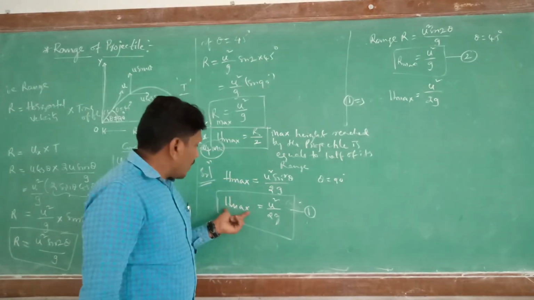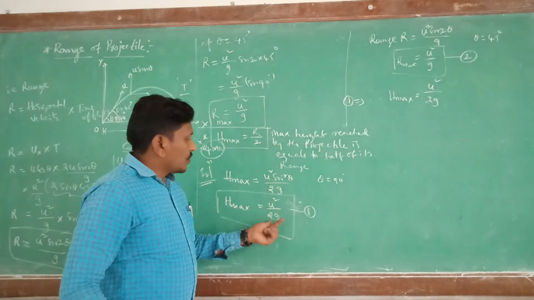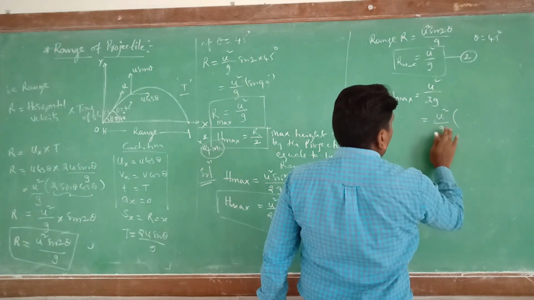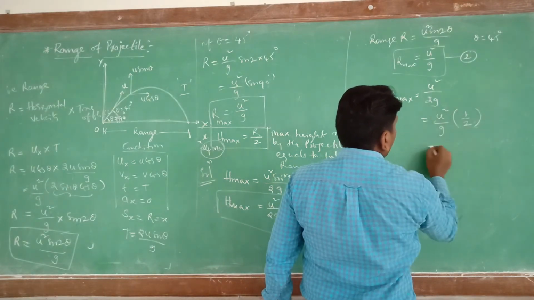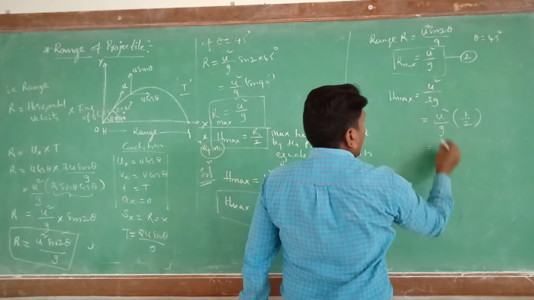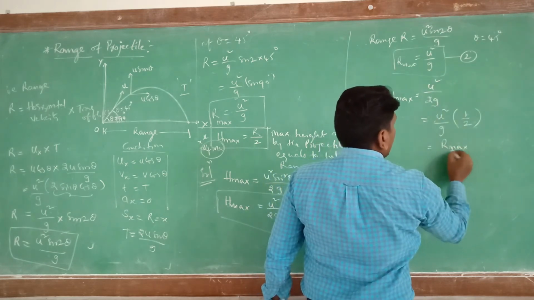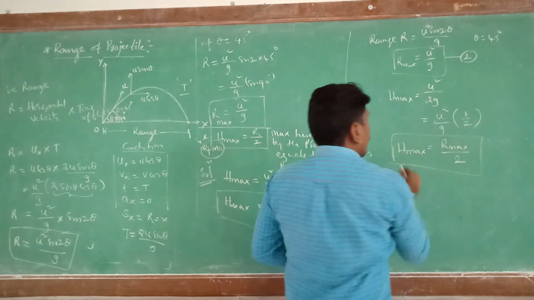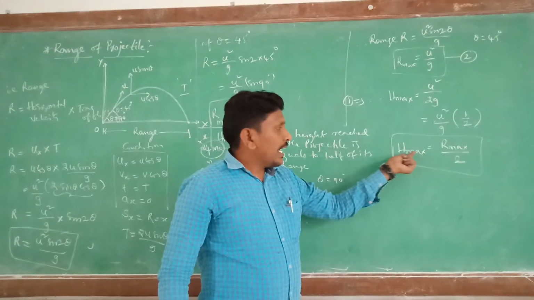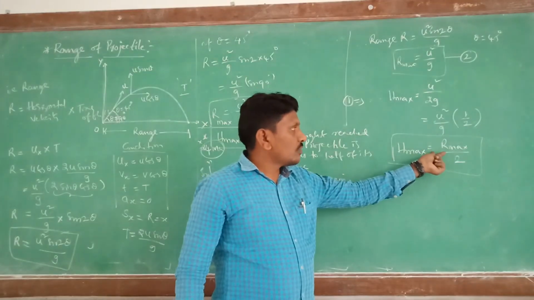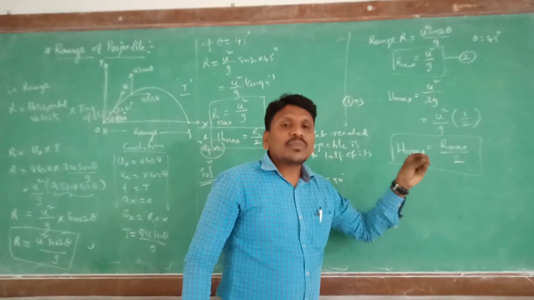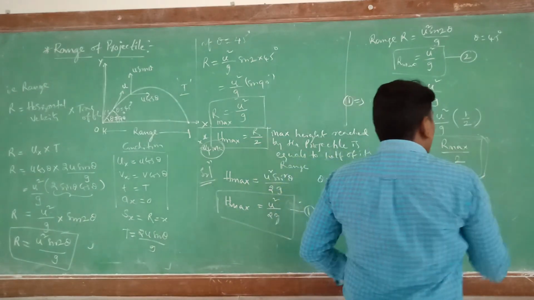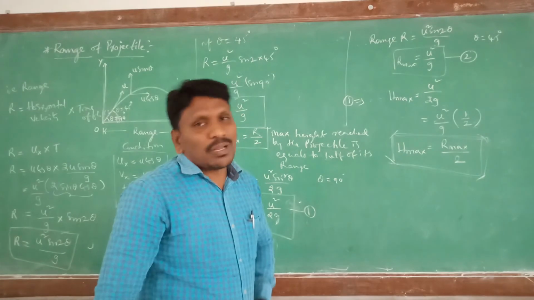So let us consider equation 2. I am writing from equation 1, u square by 2g. This is u square by g into half, and this u square by g is nothing but R max, so R max by 2. Here, the maximum height reached by a body or projectile is equal to half of its maximum range. So this is very important for IPE and also very important for NEET and JEE purposes.